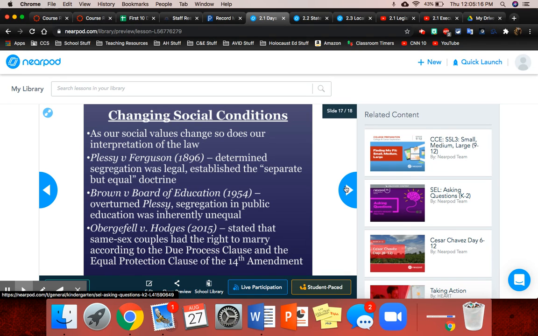All right. So these are just some examples of powers that the federal courts have, specifically the Supreme Court, requirements, so on and so forth. So make sure you complete the quiz on the next slide, and have a good day.